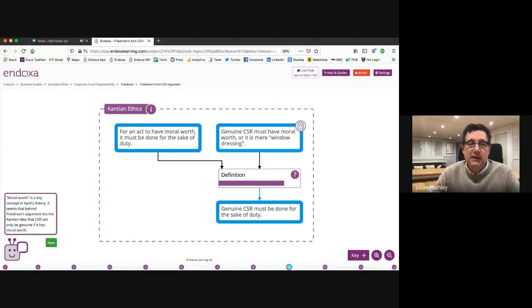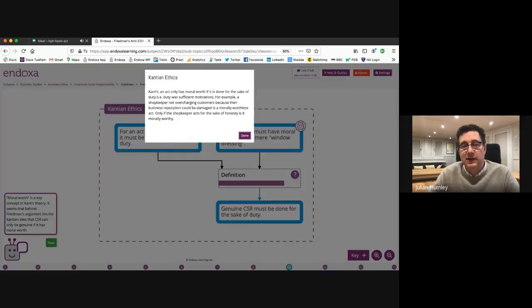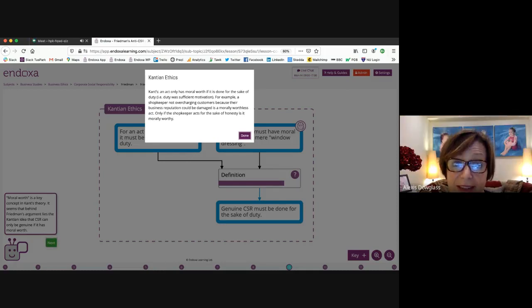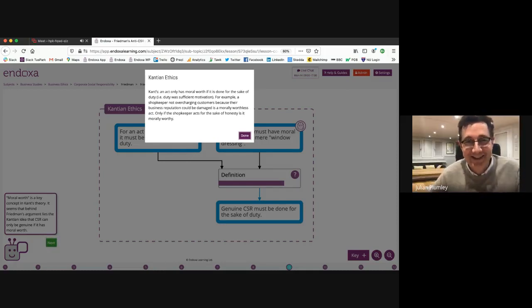So this purple box here, we call a scenario, and it's there to give context to the argument. Everything inside the box is going to be in the world of Kantian ethics. So I'm going to click on the eye. That gives you the information on what the scenario is. And does this look familiar to you? Thankfully, it does. That's good.